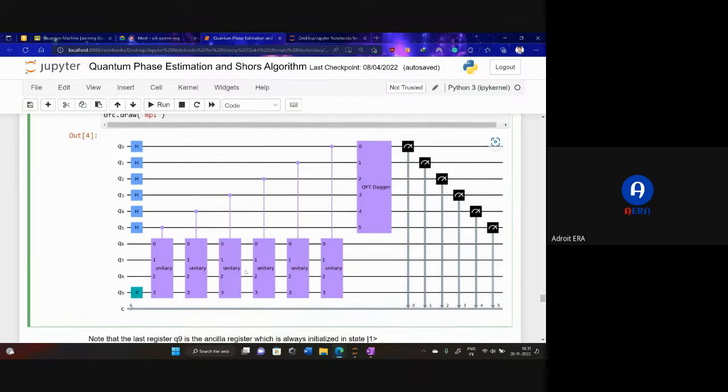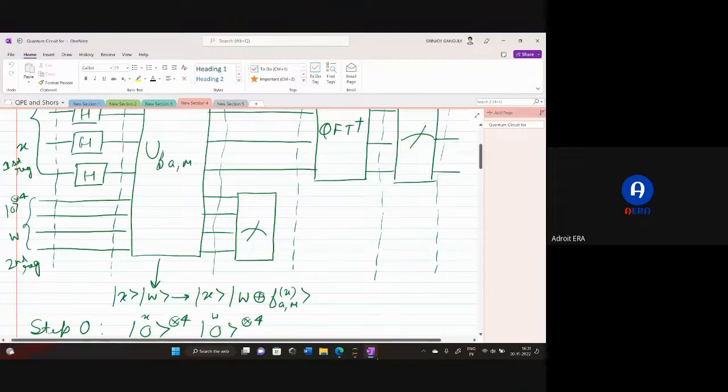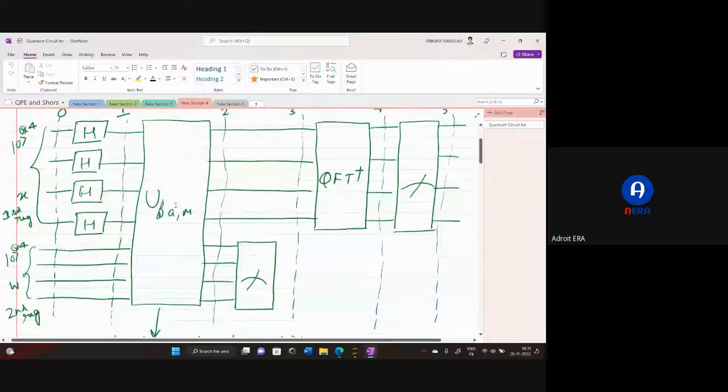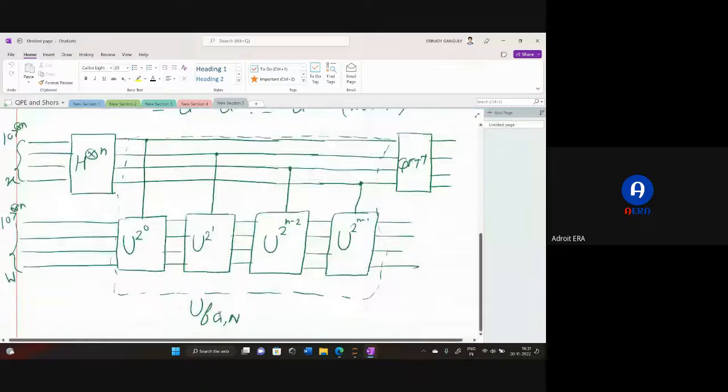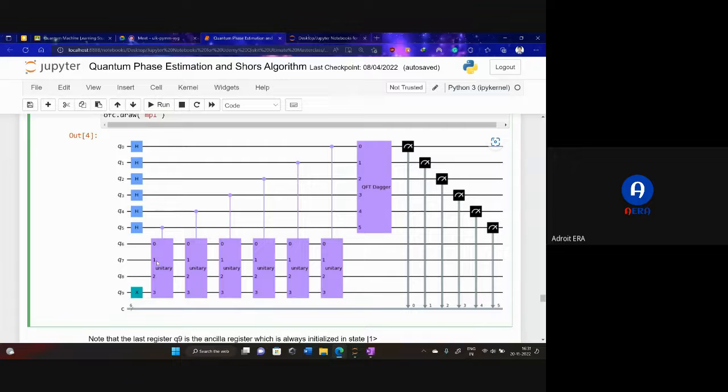So just compare this circuit with this circuit, and I have already given the implementation of U^(2^m), which is this circuit, right? This is the U^(2^m), any variable n or m you can take. This is how the implementation is, and after QFT dagger, you have measurement. Now it is making sense, right? This is how Shor's algorithm circuit comes into the picture, and this unitary is the unitary matrix which we performed for a = 3, N = 14.